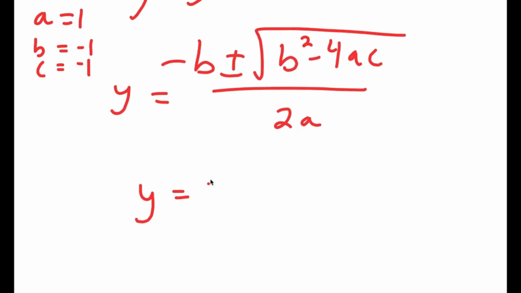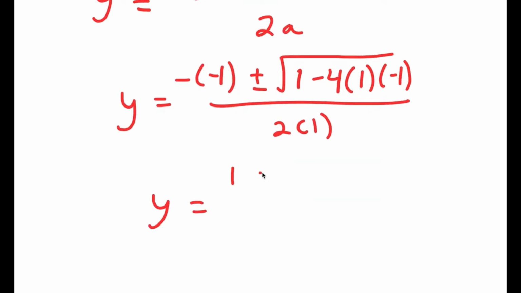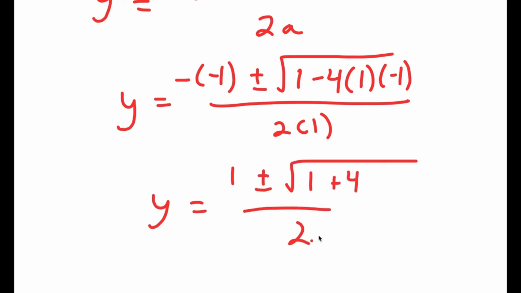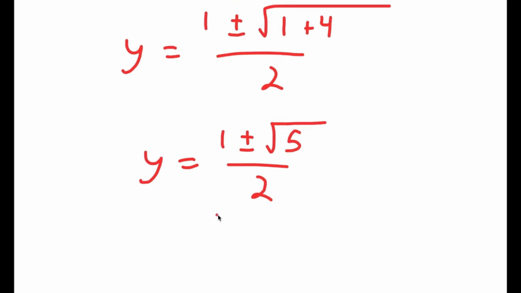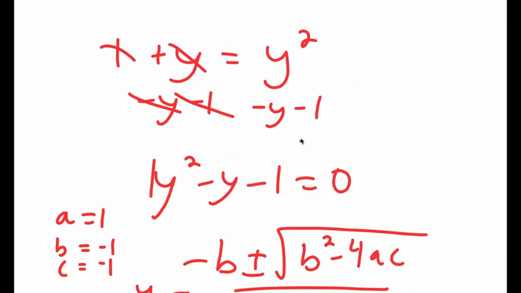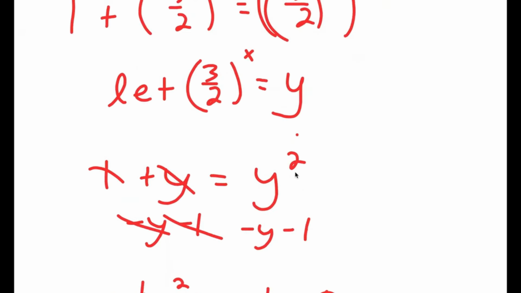So I get y is equal to negative of negative 1 plus or minus the square root of b squared minus 4ac. So negative 1 squared, which is 1, minus 4 times a, which is 1, times c, which is negative 1, all over 2a, so 2 times 1. Now this is equal to positive 1 plus or minus the square root of 1 plus 4 over 2, which is equal to 1 plus or minus the square root of 5 over 2. So y is equal to 1 plus or minus the square root of 5 over 2. However, we're not done yet because we're not solving for y, we're solving for x. And remember how we let 3 over 2 to the power of x equal to y.